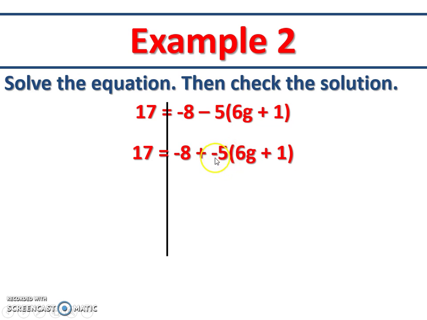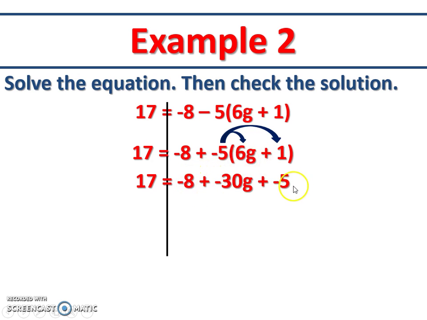All right, so we're only distributing this -5 to what's inside the parentheses. So I'm going to keep 17 on the left side here, keep my -8 plus, and then -5 times 6G is -30G, plus -5 times 1 is -5. Okay, now that we've cleared out the parentheses, we can look to combine like terms.